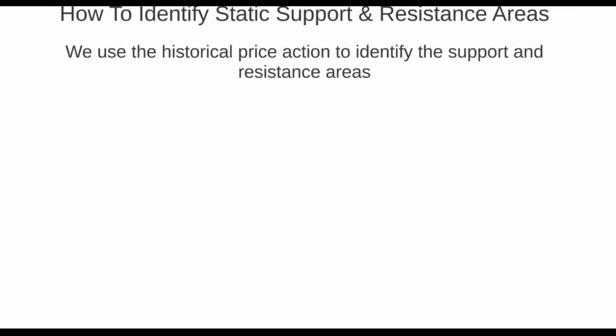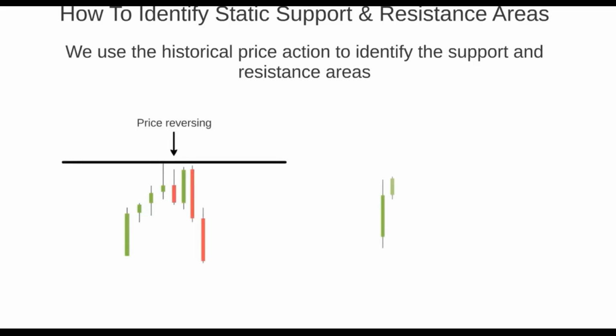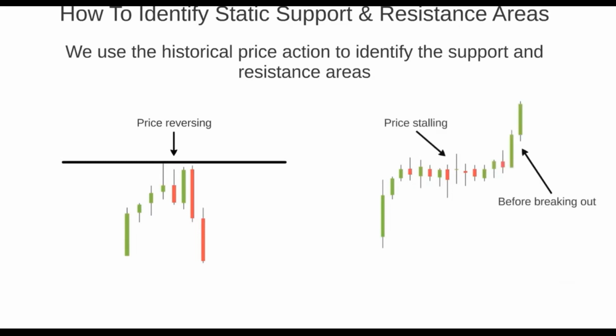We are looking for price areas where the price has been heading in a particular direction and then has stopped and reversed in the other direction. Equally, we can spot an area of support or resistance if the price has been heading in a particular direction and has paused for a significant amount of time before breaking through the area and continuing in its original direction. Sadly, support and resistance areas aren't as clean in reality as demonstrated by these illustrations.